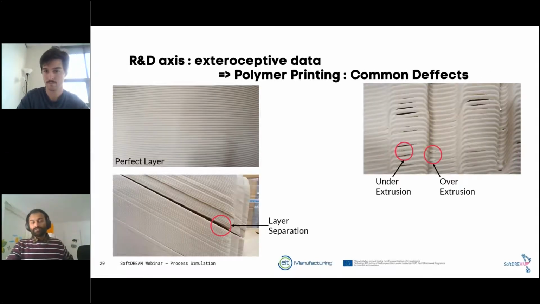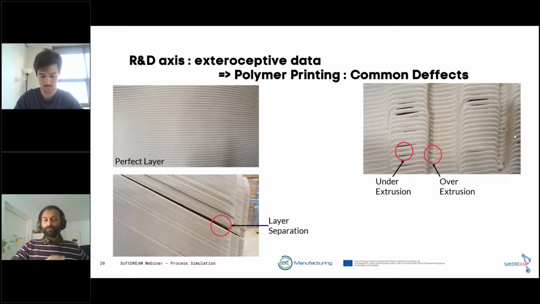Yeah. So if you look at the printing, at the top left, that's the perfect layer. Every layer, laid by the screw extruder, is exactly on top of each other, and you have a very good layer height. So you don't have any layer separation, and they are fine. But this is the ideal case. It doesn't always happen.